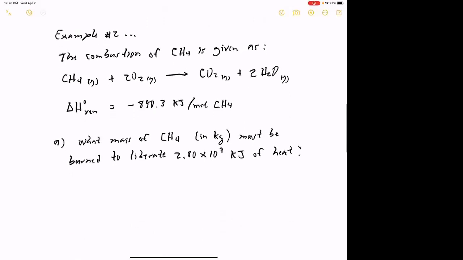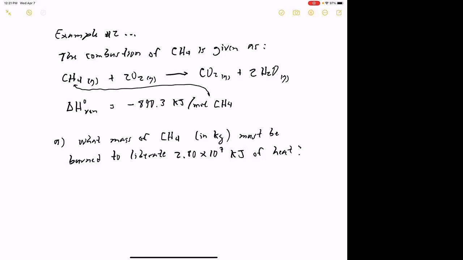In this example, we want to look at the combustion of methane gas, CH4. That's given by a combustion reaction equation, which I give you there. It's already balanced for you. And the delta H standard state of reaction here is minus 890.3 kilojoules, and they report it here as per mole of CH4 burned. So now we're referencing back to the CH4 here. That's our reference point.